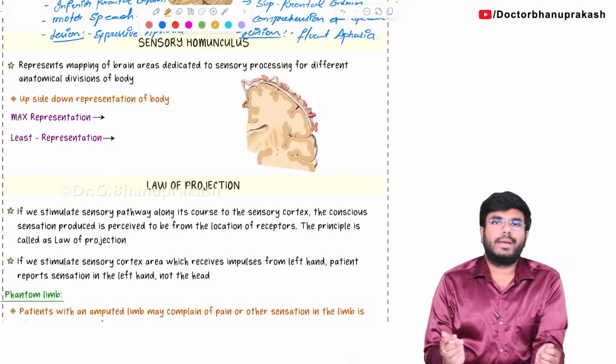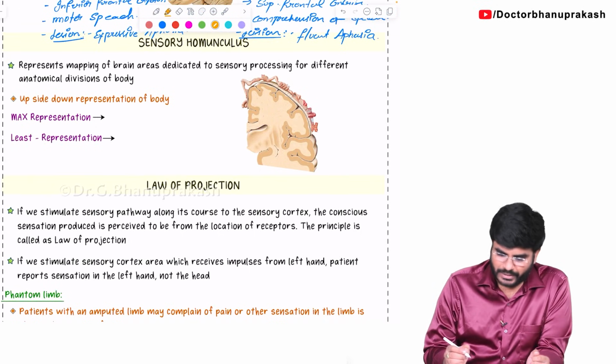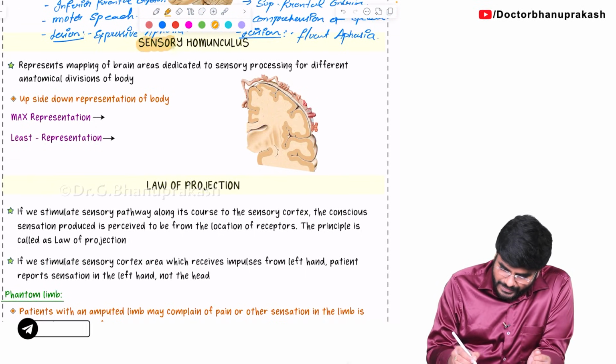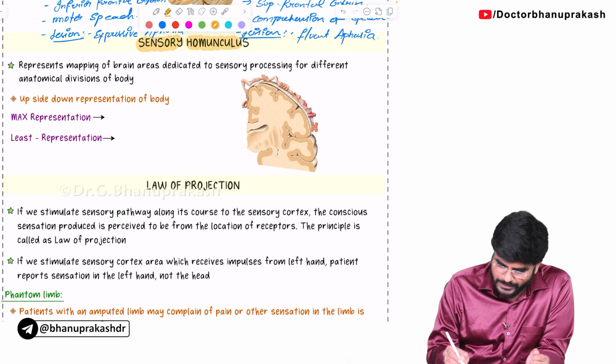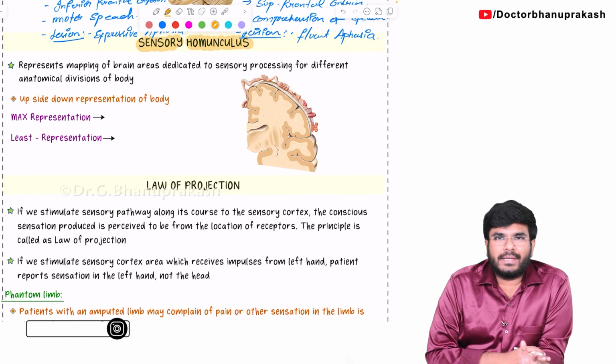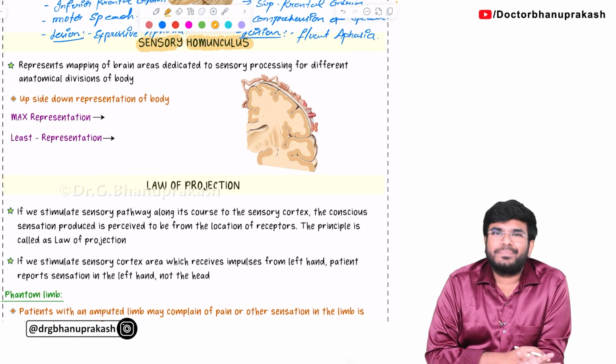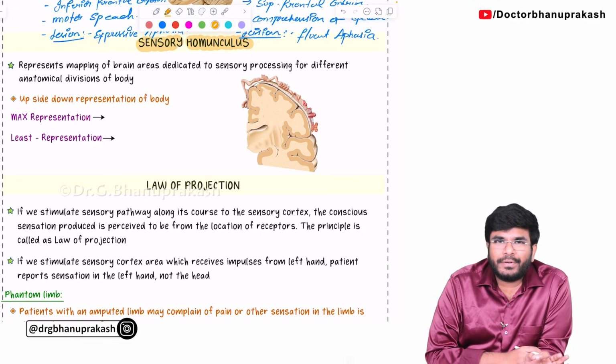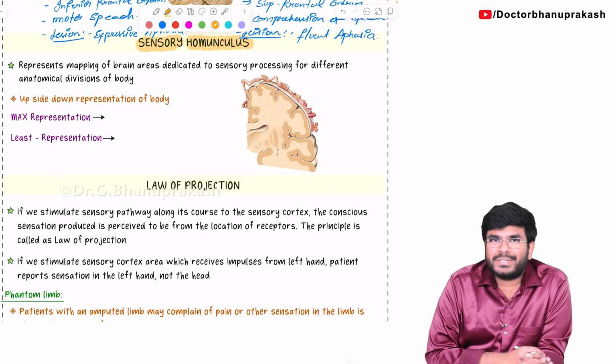Welcome back guys. Now let's continue with the sensory homunculus. So what exactly is this sensory homunculus? Sensory homunculus means it's a representation of the body parts over the somatosensory cortex. Simple. It's a representation of different body parts over the somatosensory cortex.